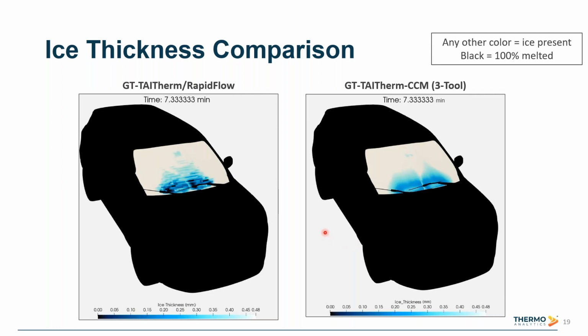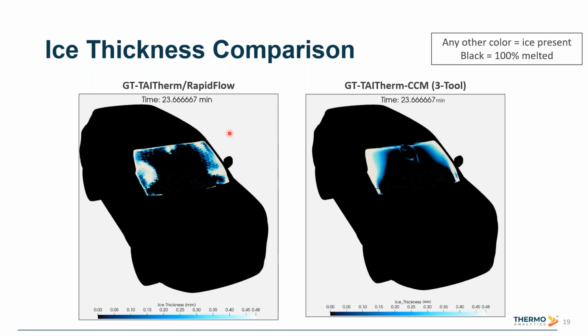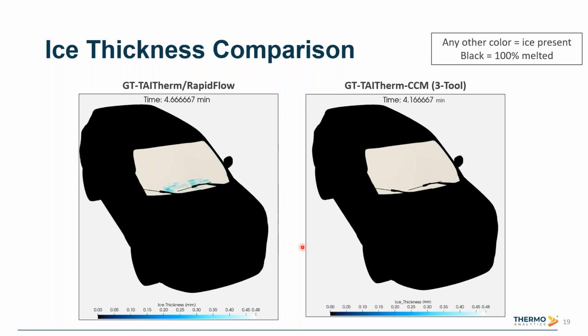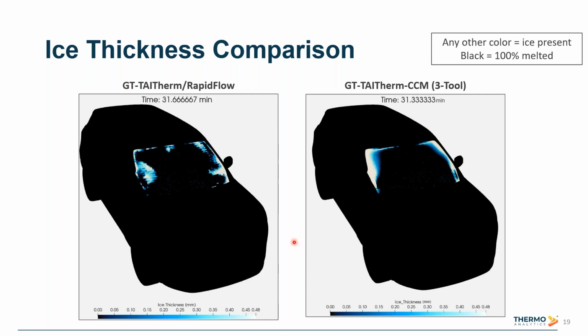Finally, showing here a comparison of the ice thickness contours over time, 3-tool coupling on the right, the GT TAITherm rapid flow solution on the left. And the story here is similar to what we just saw on that windshield temperature plot. On average, and in the primary defrost region, the agreement's pretty good. The bigger differences are in the airflow distribution further away from that primary defrost region. Again, here in this contour, black means 100% melted, and any other color means ice is still present.